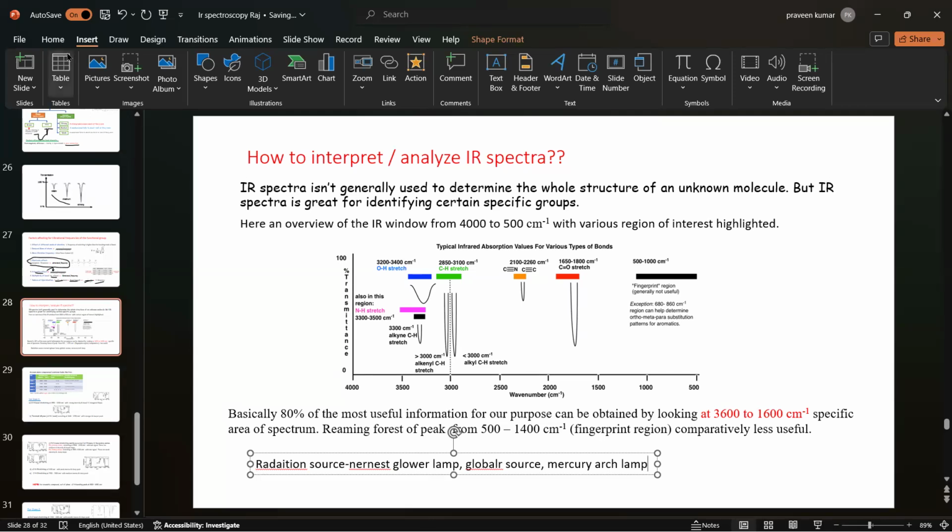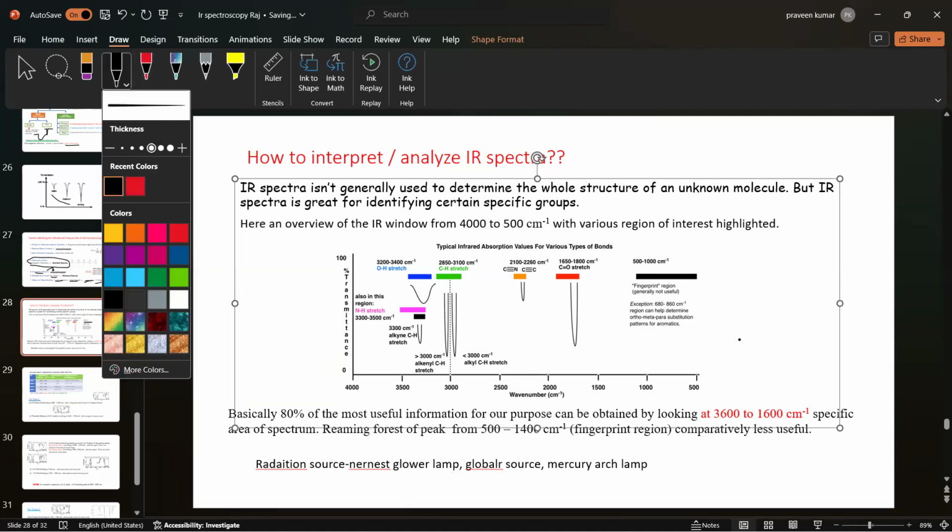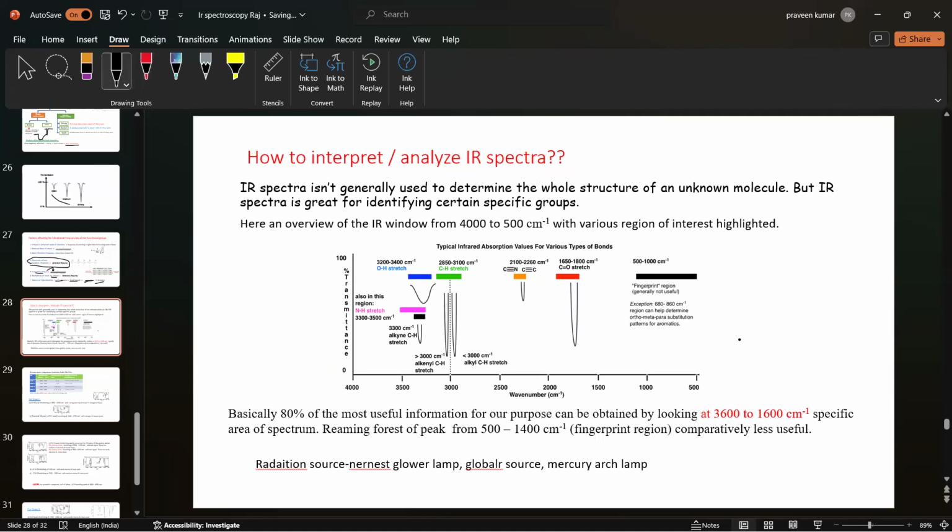Another most important thing is sample preparation. Whenever we prepare samples for IR analysis, we can analyze solid, liquid, and gas samples. All three states of matter can be analyzed by the IR. In solid, the most widely used is KBr, potassium bromide, or NaCl salt.